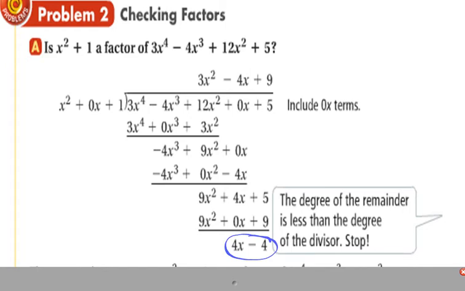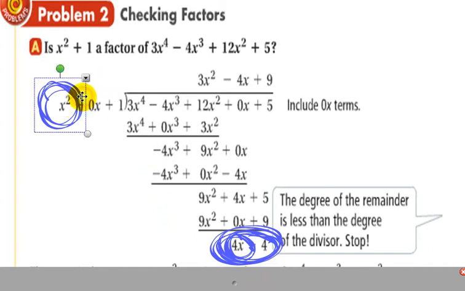How do you know to stop there? How did they know to stop at 4x minus 4? Well, look at your first power of what you're dividing by. Your leading term is an x squared. If your remaining binomial or problem down here has a leading term less than the leading term of what you're dividing by, it's not going to work. Because x squared doesn't go into x. X goes into x squared, but x squared doesn't go into x. So that's when you know to stop, because it doesn't even go. I can't divide anything in there.